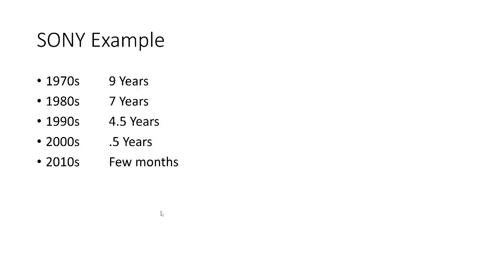And they had 9 years to create another big disruptive innovation like that. Now, hopscotch forward to the 80s, the time that the innovation cycle was around 7 years. 90s, it dropped down to 4.5 years. 2000s, it was about 6 months.